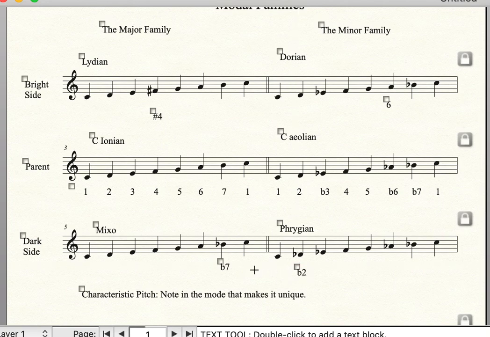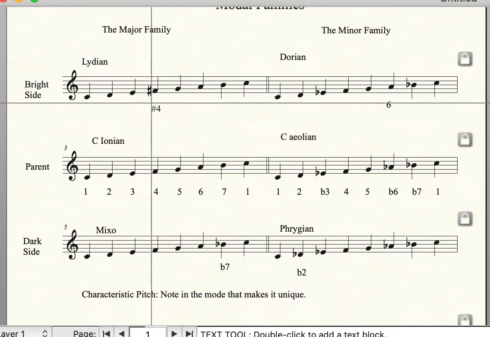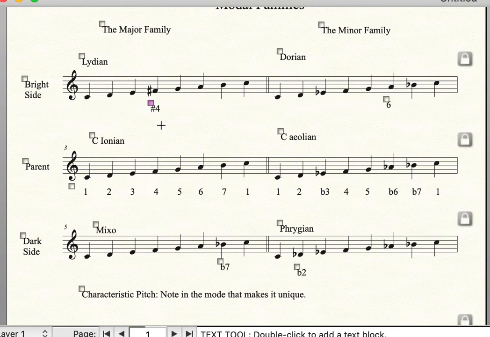So, as we look at these modes more closely, we're going to use these unique notes to create melodies and harmonies that embrace the unique nature of each of these modes.